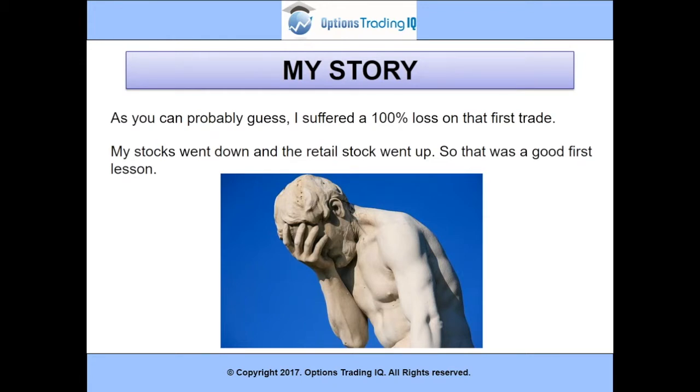I've had bigger losses over my time, but it was certainly a learning experience for me. My stocks went down, the stocks that I owned, and the retail stock went up. Okay, so that was a really good first lesson for me. So I ended up losing money on the stocks that I owned and the put option. Okay, so that was my first trade. So a bit of an inglorious start.